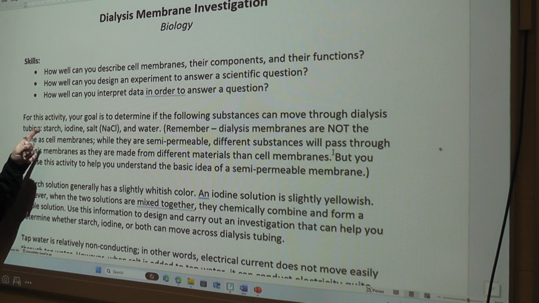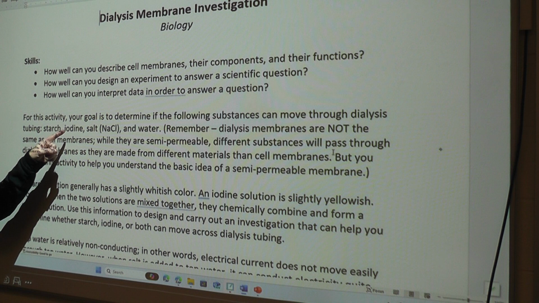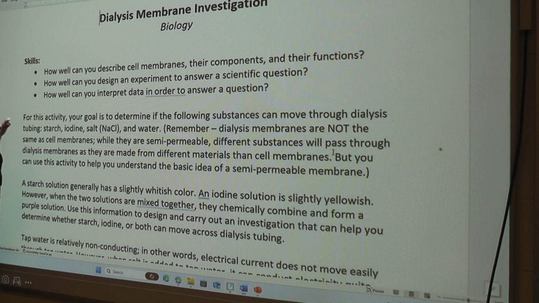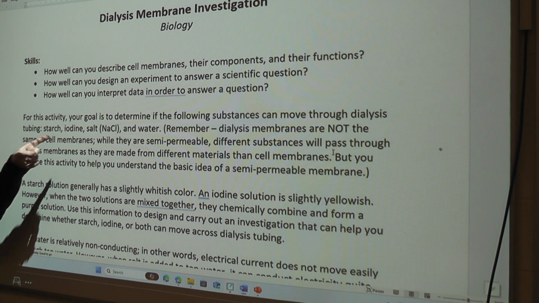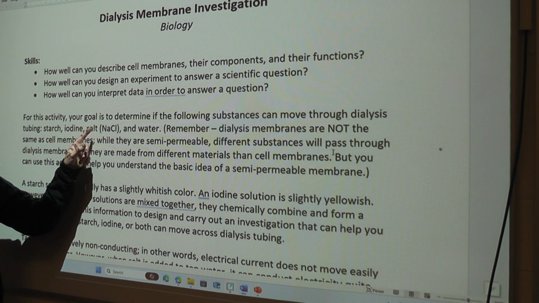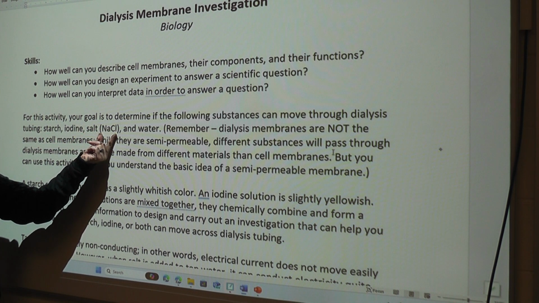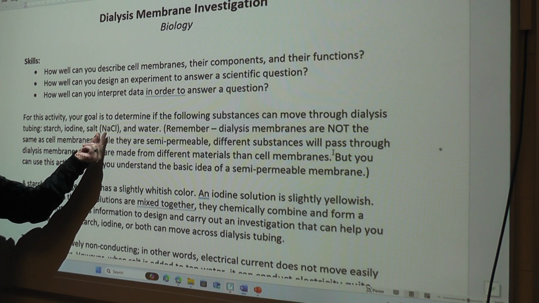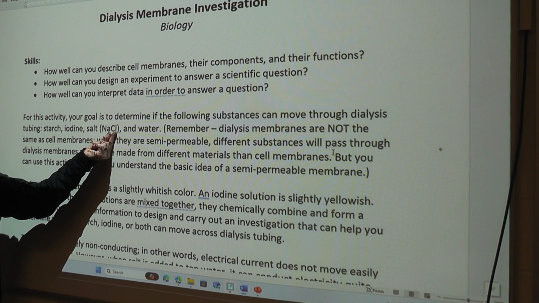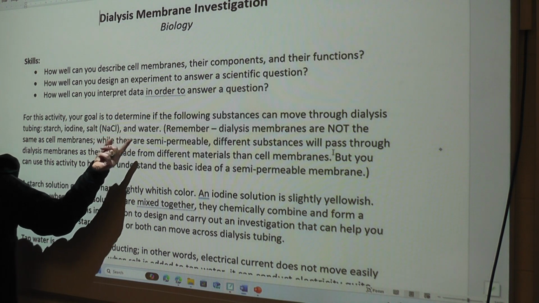But the things that we want to investigate are starch, which is a carbohydrate, iodine, which is a small molecule. Iodine is an element on the periodic table. Salt, which is made up of two pieces that come apart in water. They're both charged, sodium and chloride ions, and then water itself.